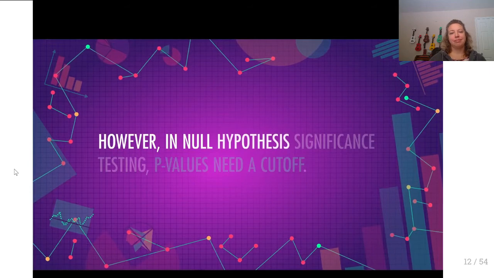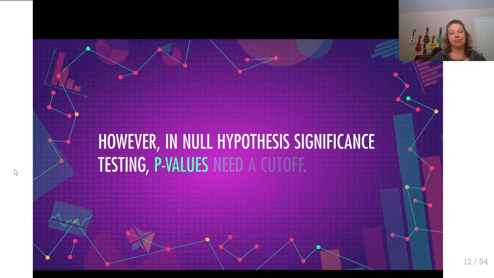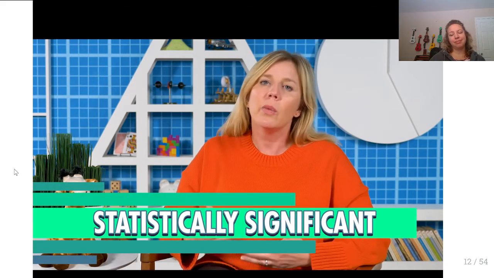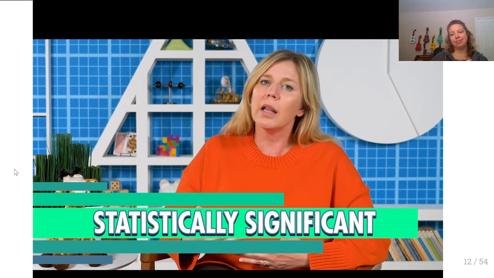However, in null hypothesis significance testing, p-values need a cutoff. We could set a cutoff at 0.05 and say that a p-value that is less than 0.05 is sufficient evidence to allow us to reject the idea that the null hypothesis is true. When we can reject the null hypothesis, we consider our results to be statistically significant, which is basically a phrase that just means unlikely due to random chance alone. As we'll see later on, it doesn't always mean that it should be significant or meaningful to you.